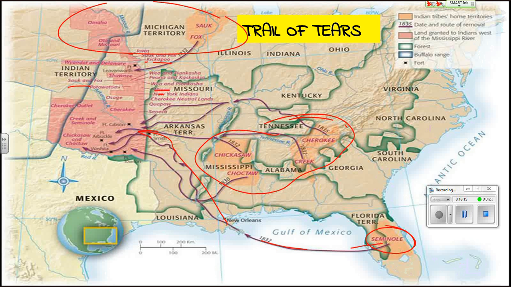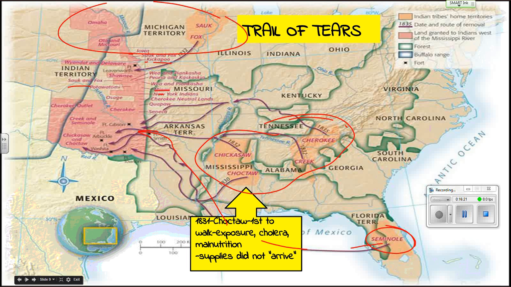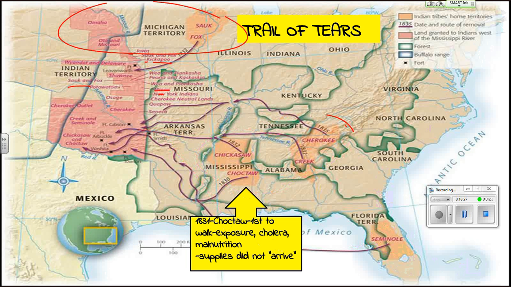So let's look at a couple of examples. First, the first to actually move were the Choctaw. Let me clear this up so you can see it a little better. They took this trek in 1831. They were exposed to the weather, the cold weather, cholera, malnutrition, and of course the supplies did not arrive. And so many of them died on the trek.